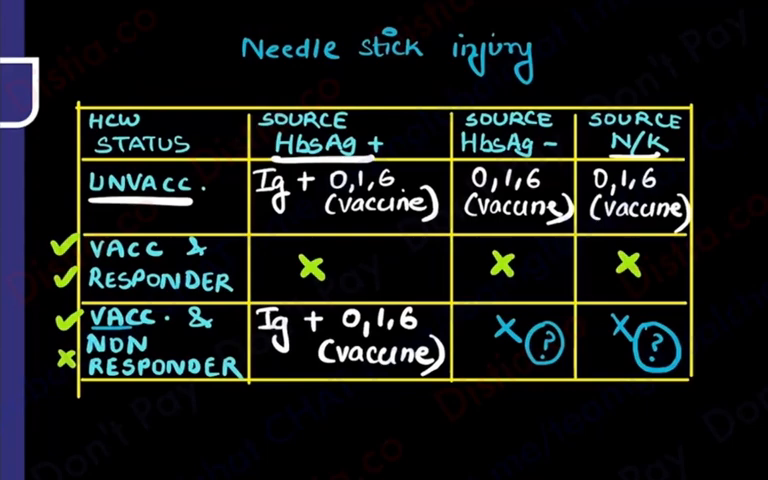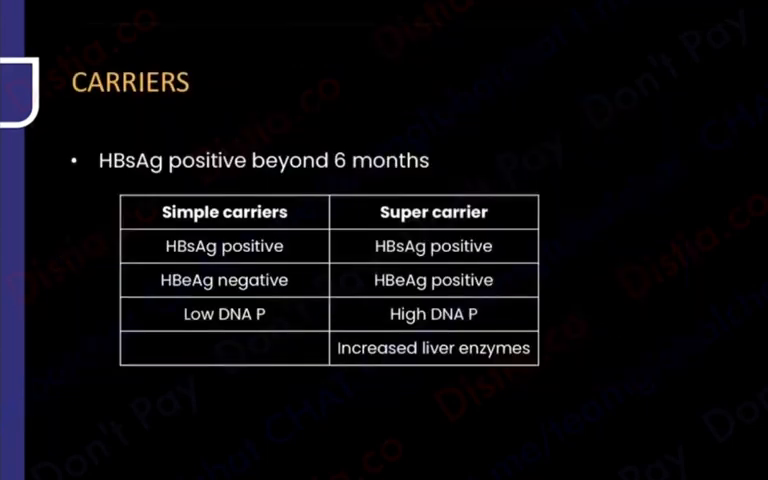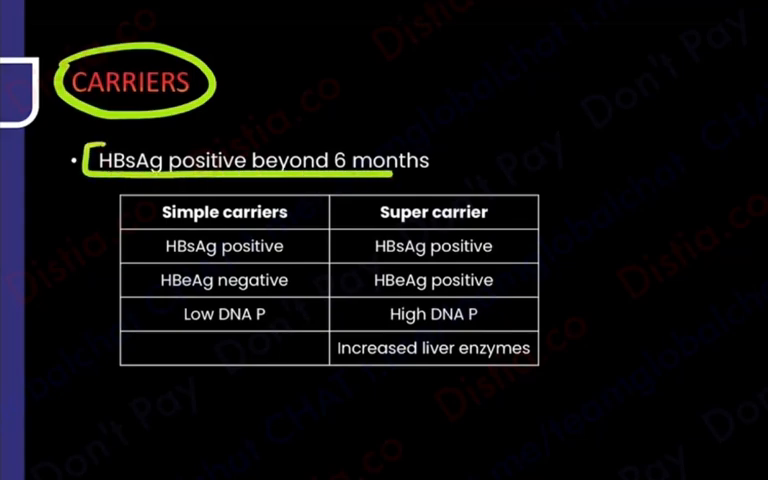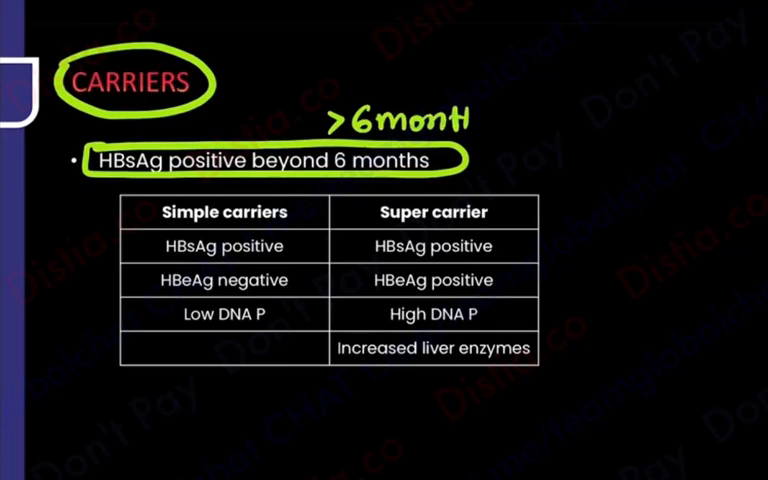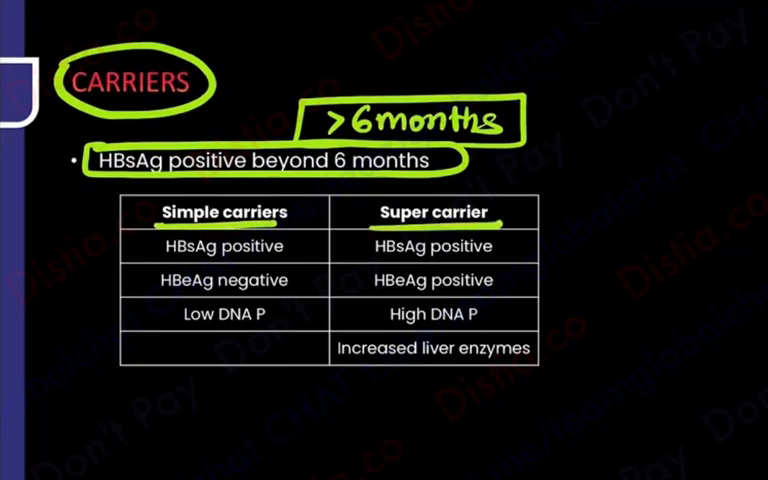Okay, now finally, there are going to be some variations. That's all done. But what do you call a person who's a carrier? Who is a carrier? Because I told you, hepatitis B was the one that had a 30% carrier state. When the surface antigen is positive beyond 6 months, that is the definition of a carrier. Surface antigen positive beyond 6 months is a carrier. So, simple carrier or super carrier, the definition is the same. Surface antigen beyond 6 months is a carrier.